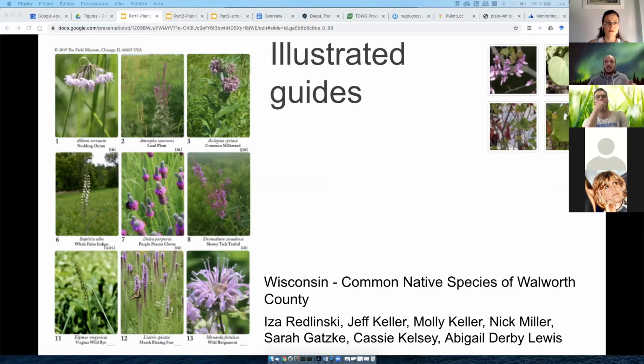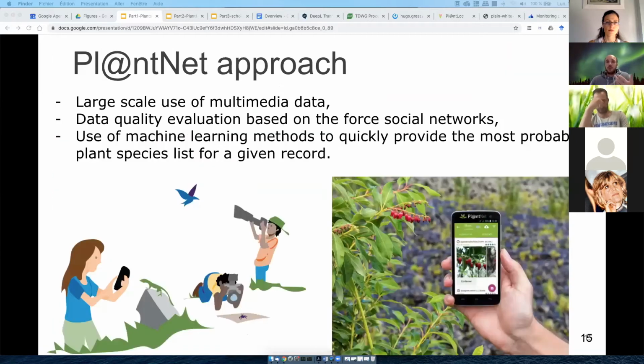And this explains partially why we invest, in the context of PlantNet, in the experimentation of new approaches for plant species identification. And so in the context of PlantNet, we invest in the use of large-scale multimedia data and the force of the social network to collaboratively evaluate and revise data quality, and to develop and experiment machine learning methods to quickly analyze visual botanical content.